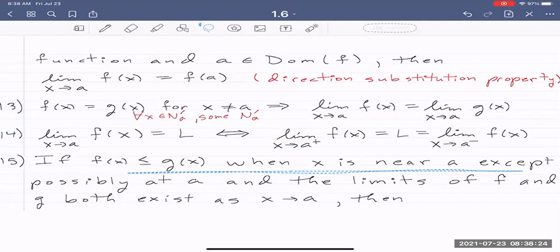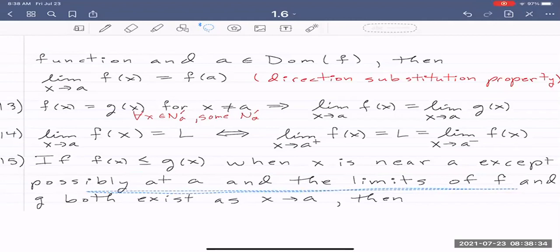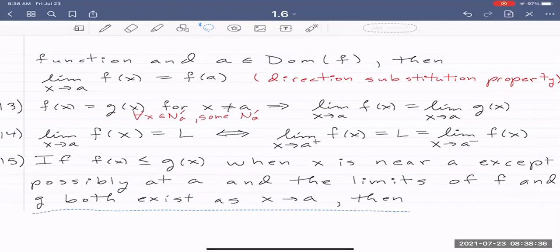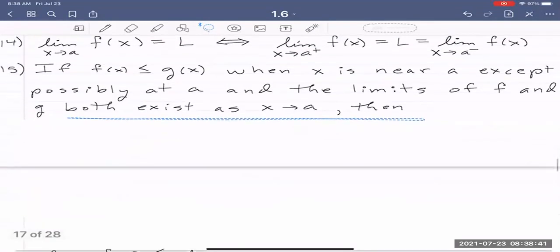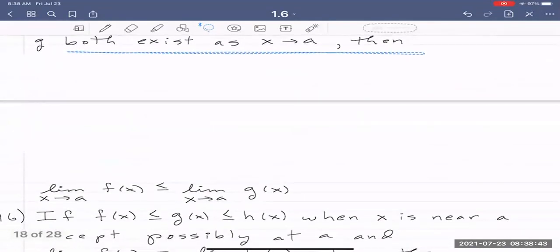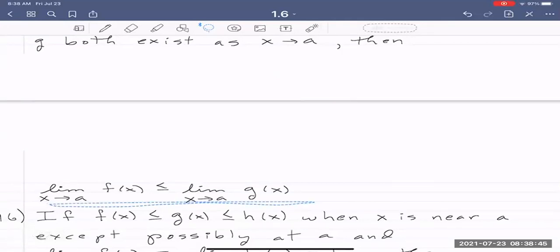15, the monotonicity theorem. If f of x is less than g of x when x is near a, except possibly at a, and the limits of f of x and g of x both exist as x approaches a, then the limit as x approaches a of f of x is less than or equal to the limit as x approaches a of g of x.